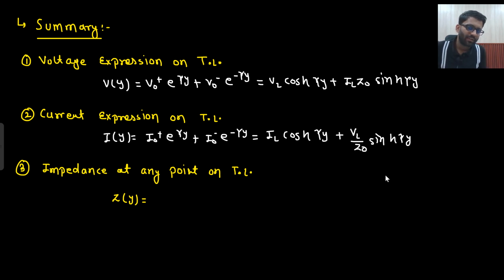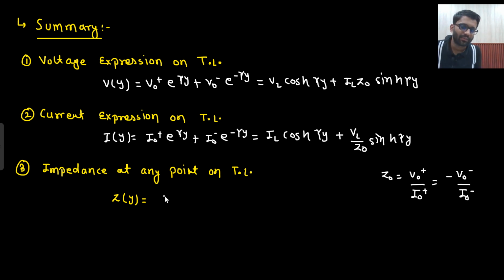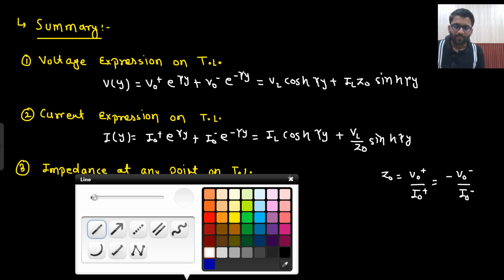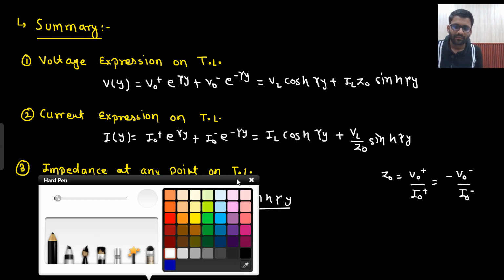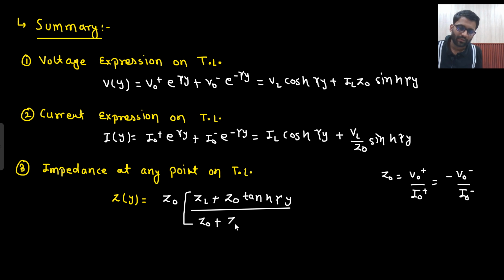What is your Z0? Z0 is equal to V0 plus divided by I0 plus, which is equal to minus V0 minus divided by I0 minus. What is the impedance at any point? That is equal to Z0 into ZL plus Z0 tan hyperbolic gamma y, divided by Z0 plus ZL tan hyperbolic gamma y. This is my Zy.